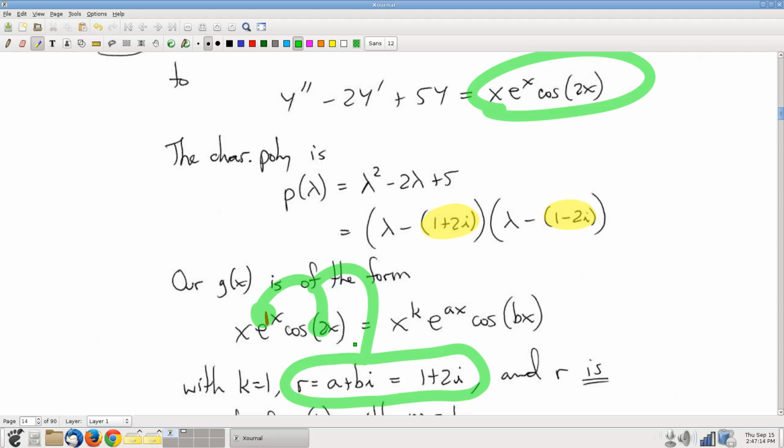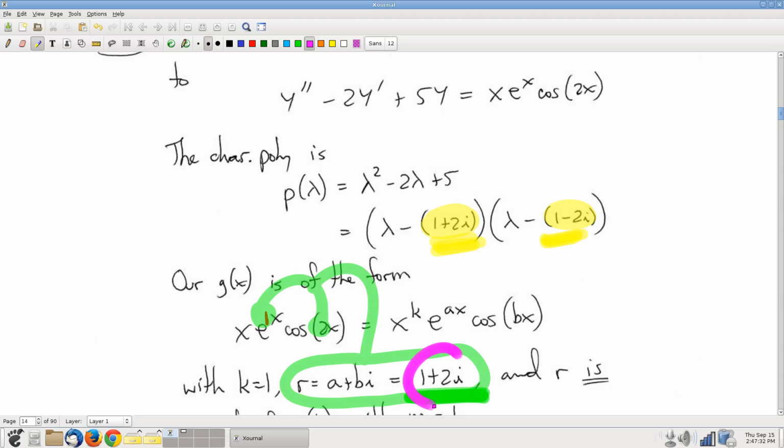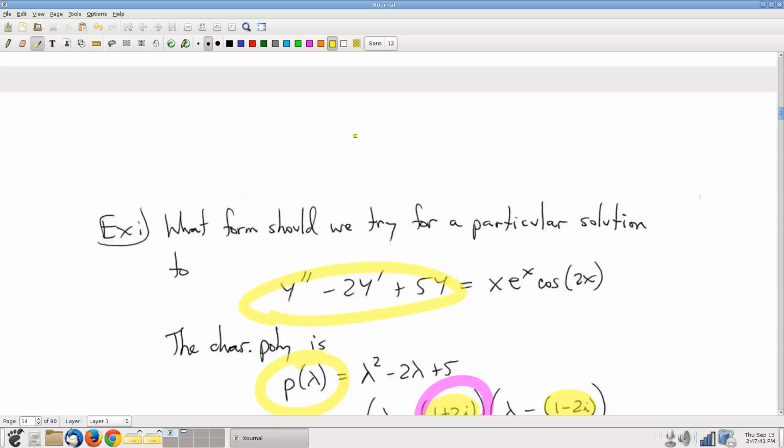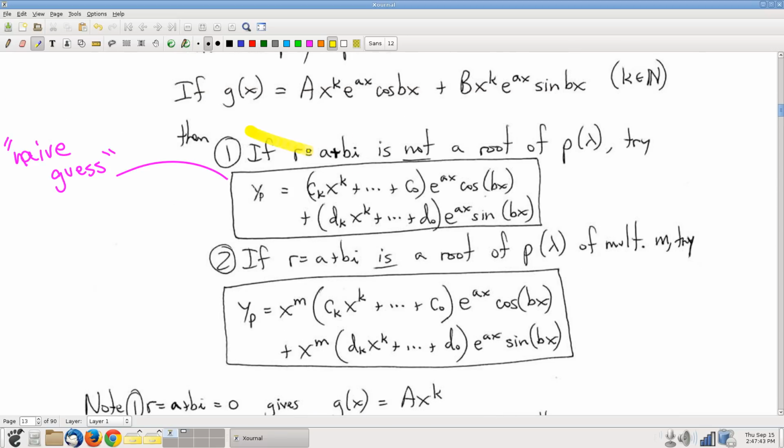Okay, so what we have to decide now is whether the r that comes from the right-hand side is a root of the characteristic polynomial that comes from the left-hand side. And in this case, you can see that yes, it is. It is indeed a root of the characteristic polynomial that comes from the left-hand side. Okay, so looking back at the theorem, I can't use my naive guess.